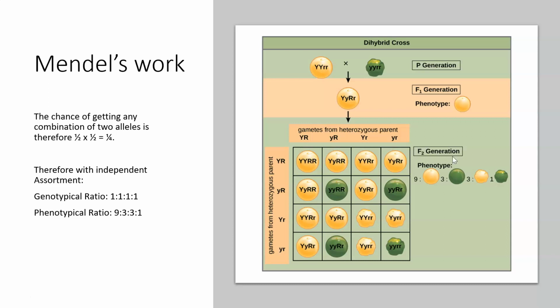Let's have a look. How many round yellows have we got? 1, 2, 3, 4, 5, 6, 7, 8, 9. How many round greens have we got? 1, 2, 3. How many wrinkly yellows? 3. And how many wrinkly greens? 1. Now this ratio is what you will find with any dihybrid cross with independent assortment.